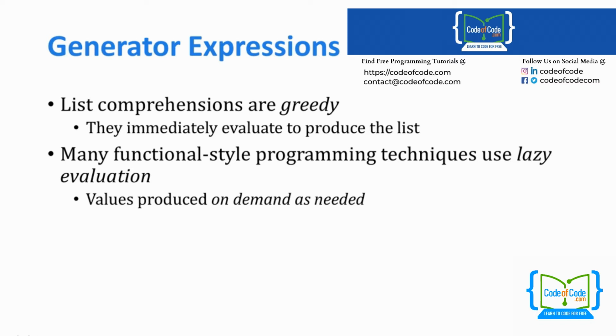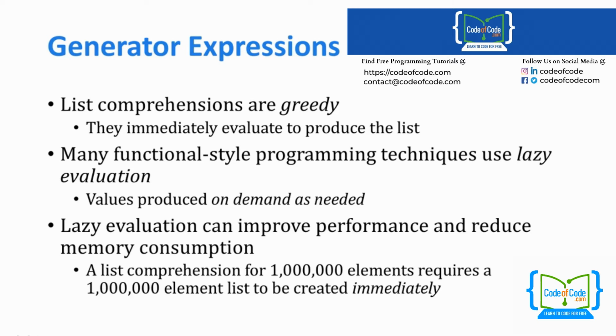Generator expressions are on-demand expressions. They produce one value at a time as that value gets asked for somewhere in your program. And because of that, they can actually significantly improve performance and reduce memory consumption in an application. So, for example, if I were going to use a list comprehension to produce a 1 million element list, I would have to create that 1 million element list immediately, and all of that memory would be occupied to store the actual elements of the list.